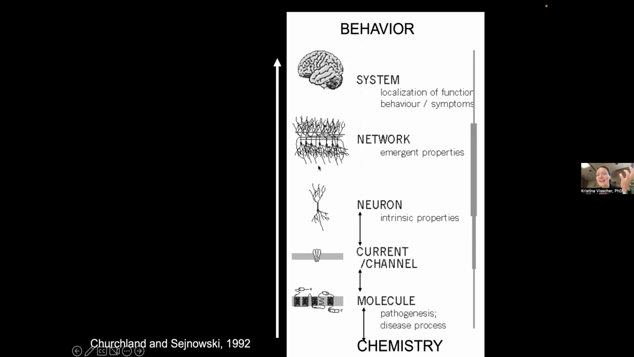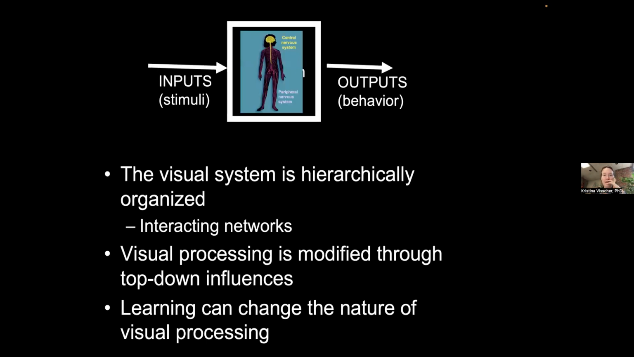All neuropsychology is really focused on behavior. And the neuroimaging tools that I'm going to talk about today are focused on the system or network level. We're going to be talking about macro scale connections among different parts of the brain. And we know that, for example, the visual system is hierarchically organized. There are multiple interacting networks that give rise to the visual system. We know that visual processing, for example, is modified through top-down influences.